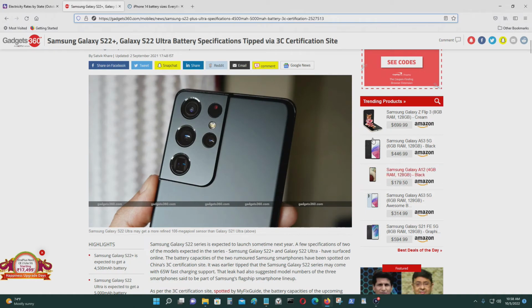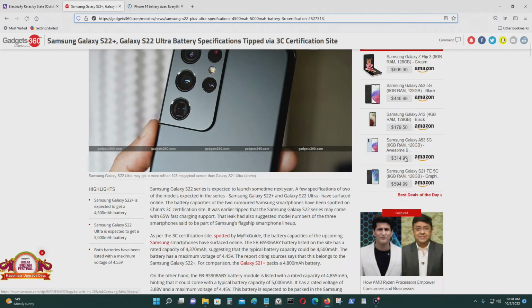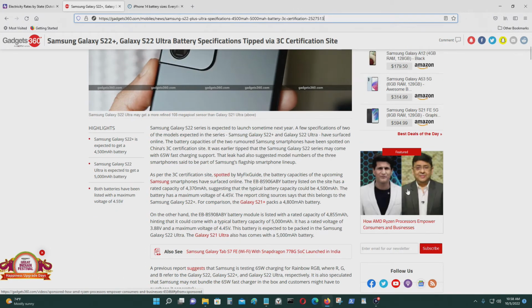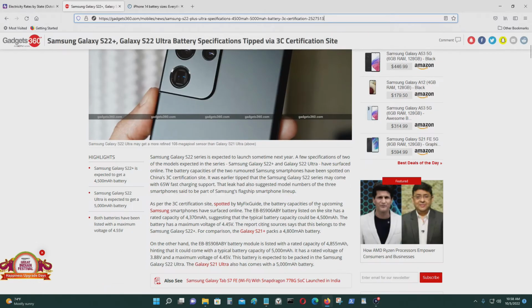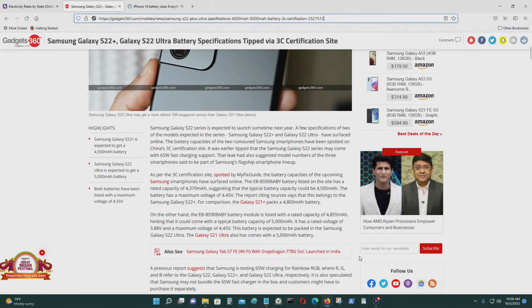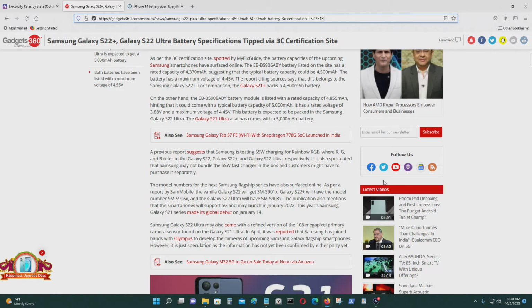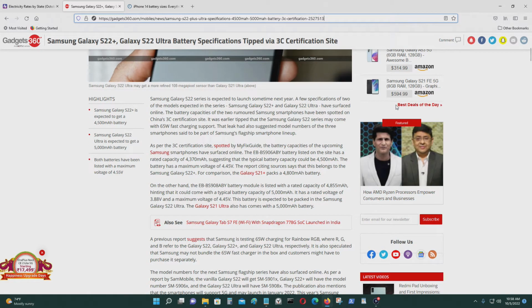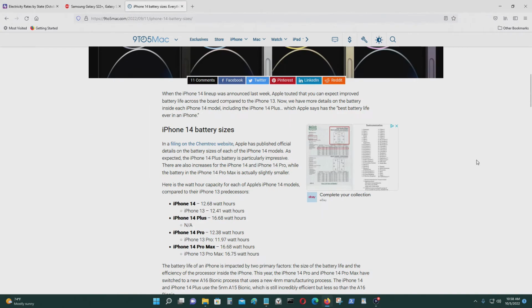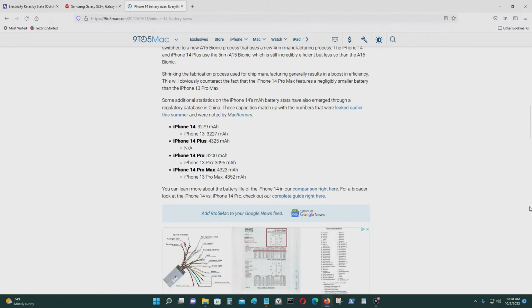So this is where I got the information for the Samsung Galaxy S22 phone about the batteries that it uses. Like I said, batteries, plural, because smartphones these days don't just use one battery. Depending on the specs that you get, you could get the higher capacity battery. If you pay more, you get a battery with a higher capacity. The same thing with the iPhone 14. They have different batteries for it.